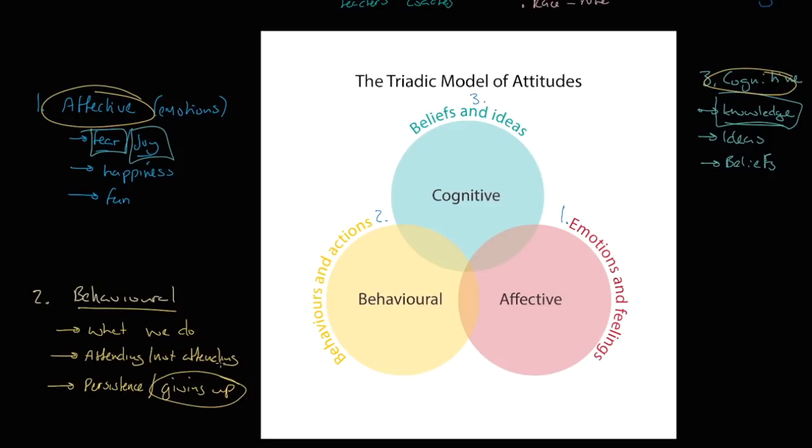Now, one other thing I'd just like to share with you at this point, before we get into it in more detail, let me just talk about changing an attitude. If we're looking to change someone's affective component, we need, let's say we're the coach or the trainer, we need to make it fun.